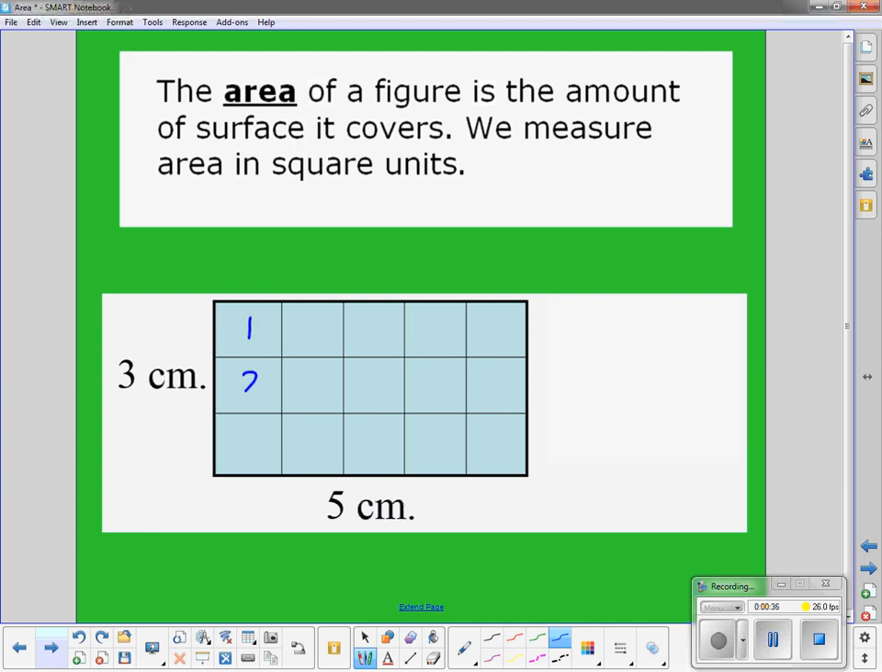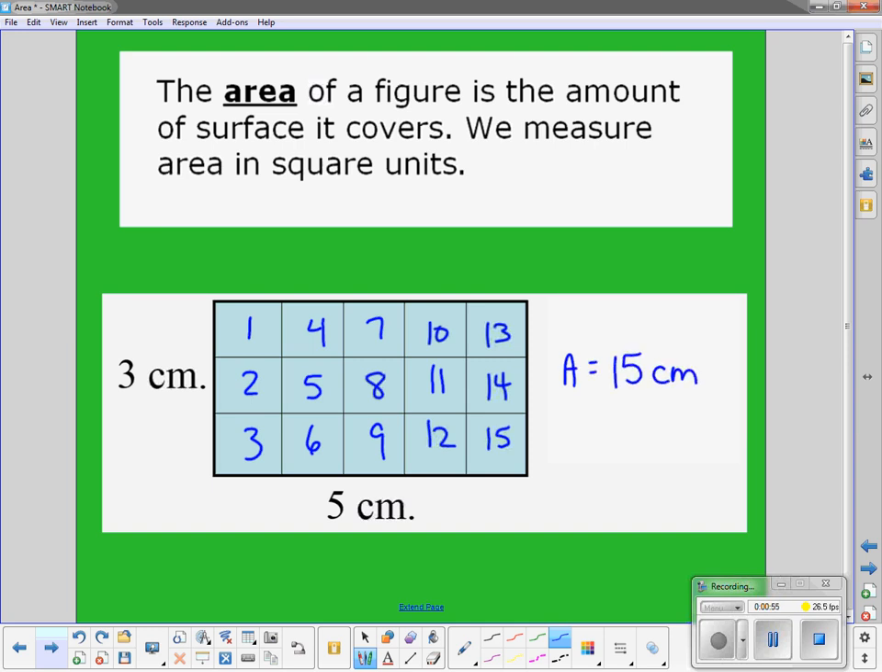1, 2, 3, 4, 5, 6, 7, 8, 9, 10, 11, 12, 13, 14, 15. So the area of this rectangle is 15 square centimeters.